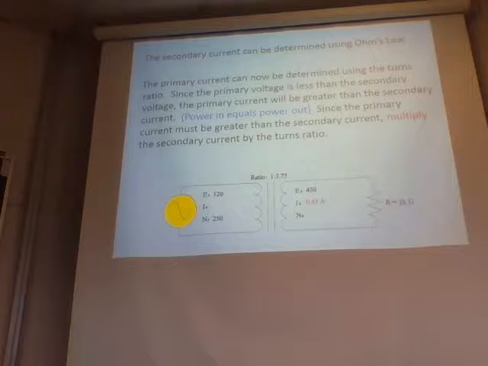And then you can go through again. The secondary current can be determined by using Ohm's law. The secondary current is found by 450 volts divided by 1 k ohm, 0.45 amps. 0.45 amps times the turns ratio would give you the primary current.